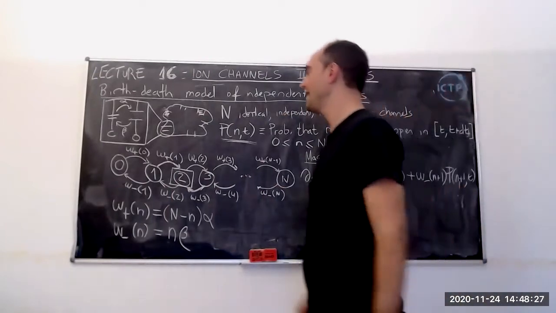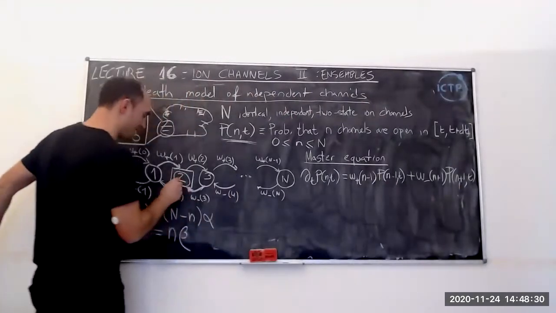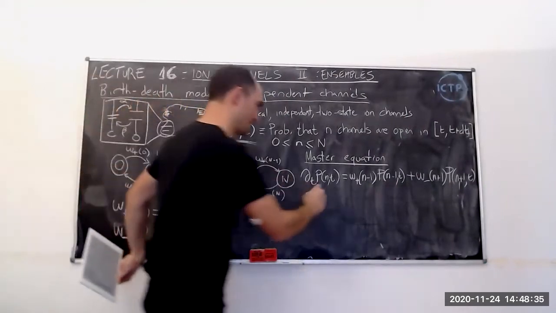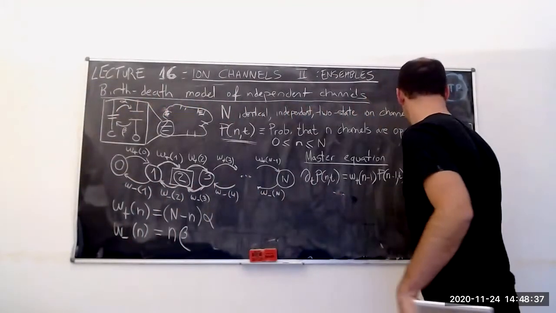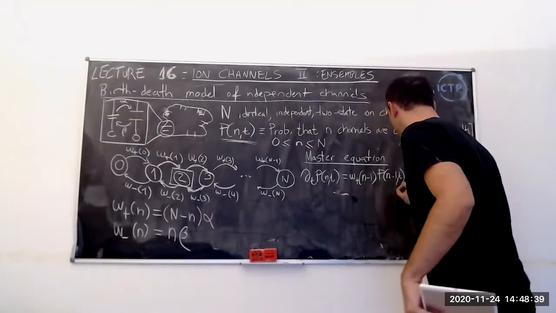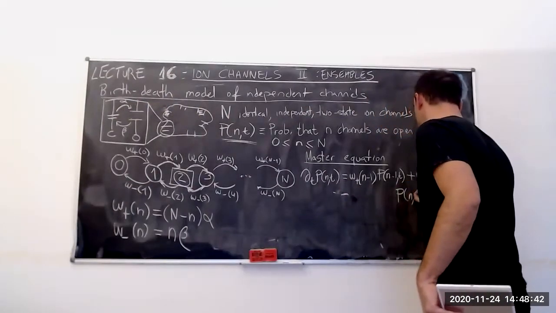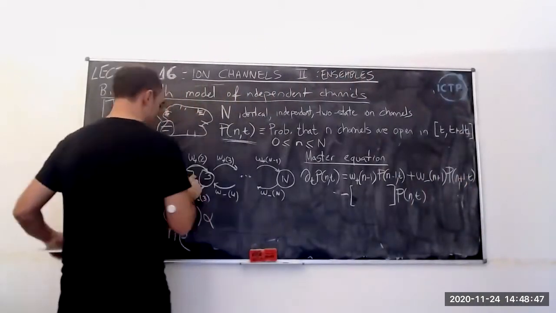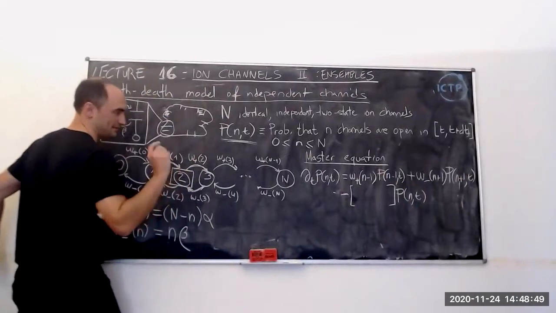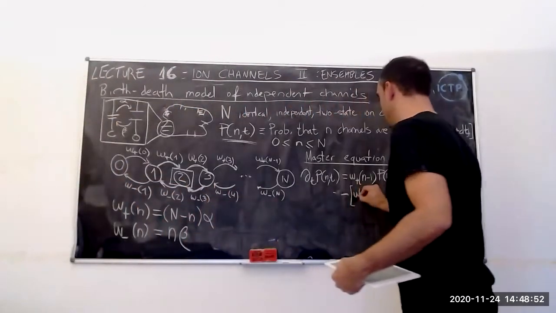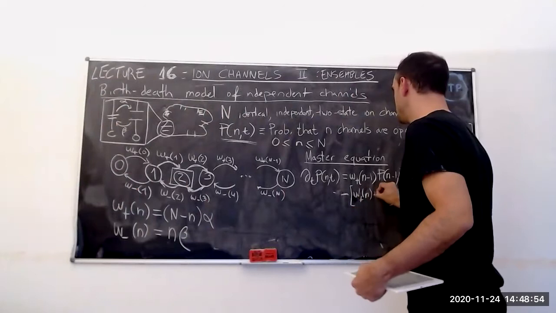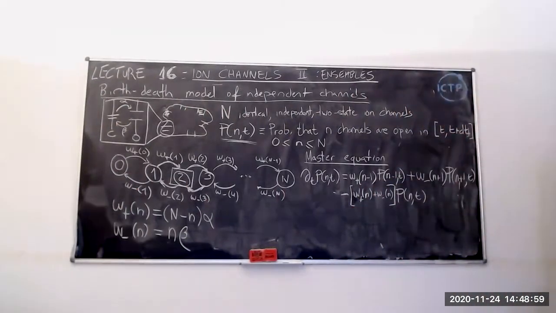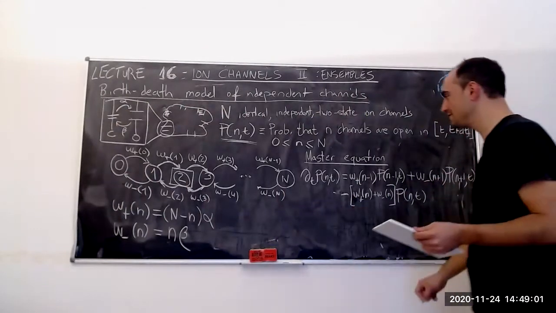And then I have loss terms. I use this way and this way. So I lose from P(n, t), with a minus sign, and the rates at which I lose are ω⁺(n) plus ω⁻(n). This will be minus (ω⁺(n) + ω⁻(n)) P(n, t). And there it is: this is the master equation for the model.